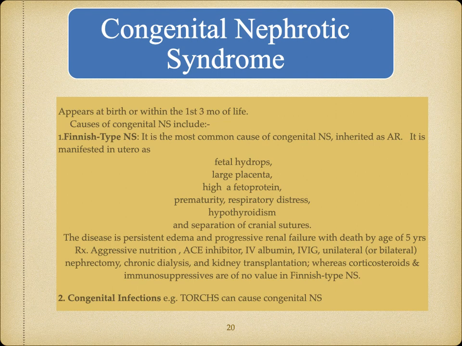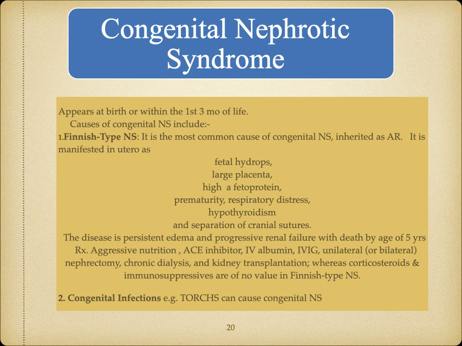We have two types. Firstly, the Finnish type. The Finnish type nephrotic syndrome is the most common cause of congenital nephrotic syndrome. It's usually inherited as autosomal recessive. Those patients usually deliver with hydrops and a large placenta, and they usually tend to have prematurity and respiratory distress.